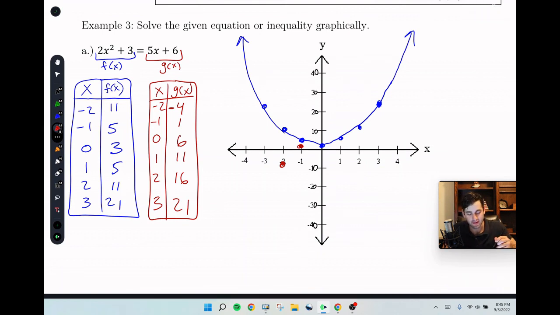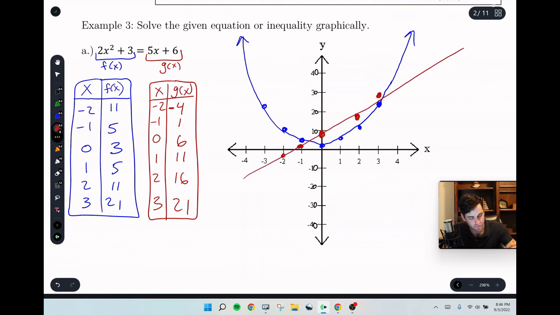So we've got negative 2, negative 4, negative 1 comma 1. Let me check my math on that one to make sure. Negative 1. Yep, that's right. All right, then we're good to go. 0 comma 6. 2 comma 16. 3 comma 21. And so on. All right. So here we go. We're going to draw that line. Not a perfect line. I might have messed up a little bit, but that's okay.